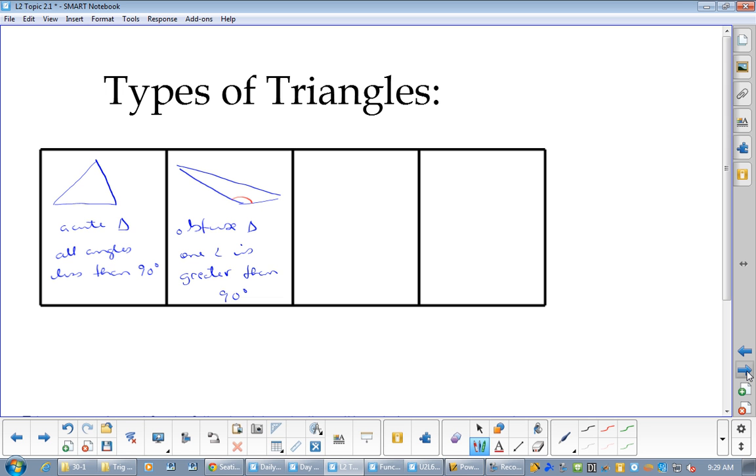Okay, we have one where they're all the same. And if they're all the same, what would they be? Equilateral, but what would the angles be? Yes? 60, right? So this is called an equilateral triangle. All angles are equal.